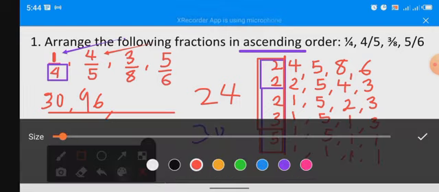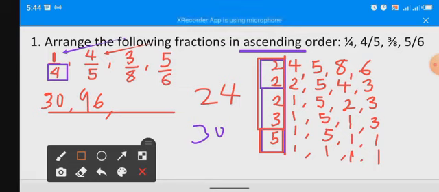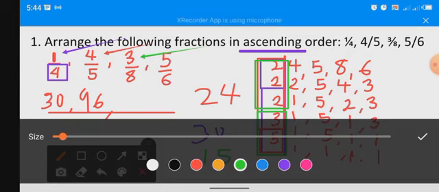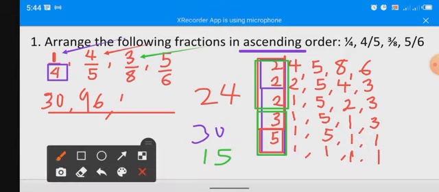Now to the next fraction, 3 over 8. We look out for 8. Where is 8? 8 is 2 times 2 times 2. If we remove 8, we'll be left with 3 times 5, which is 15. Now this 15 multiplied by 3 will give you 45.